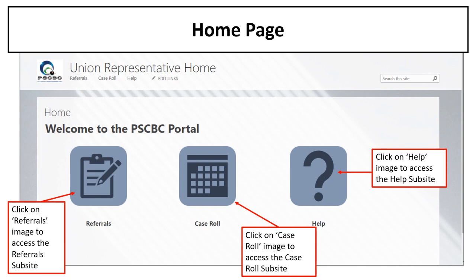This page has three main buttons: Referrals, Case Roll, and Help. Referrals. Use this button to submit new referrals and track existing ones. Case Roll. This section manages cases that have progressed beyond the referral stage. Help. Click here for support and guidance on using the portal. For this guide, we will focus on the Referrals button.